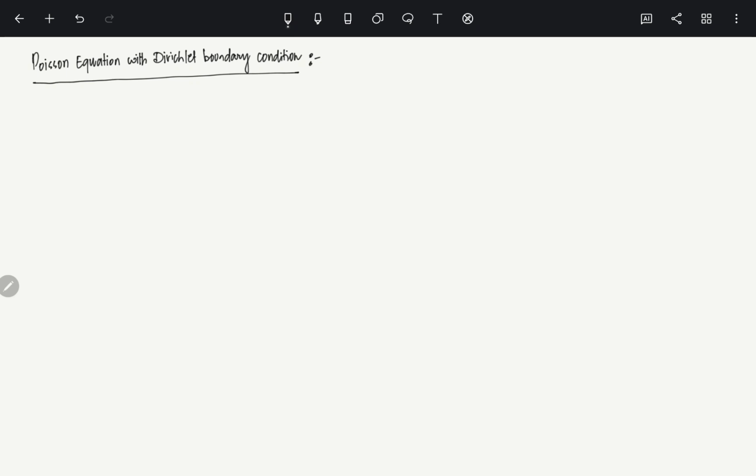Hello everyone. In this video, we are going to continue our study of the Laplace equation, but in this case, we are going to see how to solve a Poisson equation with the Dirichlet boundary condition. So let's say you have an equation which looks like this: Laplacian of u equals f, written in 2 dimensions, where f is a function of x and y, and this is in some domain D.